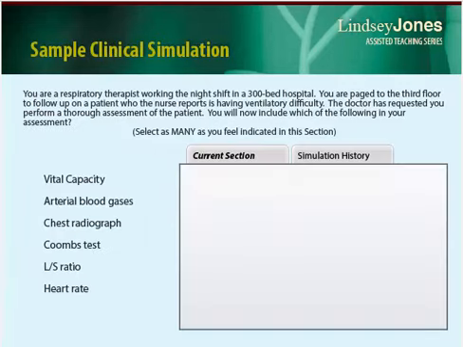Okay, so let's take a look at a clinical simulation setting. Here's an example of one, and as you glance at it, it looks somewhat like a multiple choice question, only without the labels of A, B, C, D. And of course there are more options than just 4, but otherwise the top scenario looks like the question. What's different here is that we're doing an assessment where we can select as many as we feel indicated.